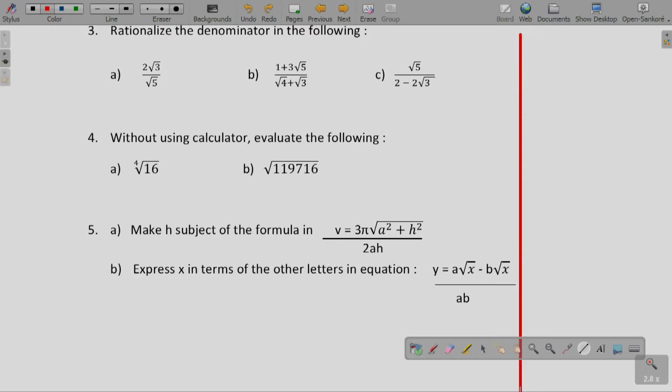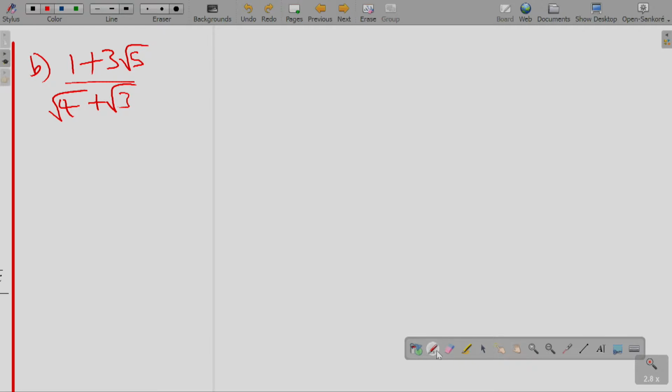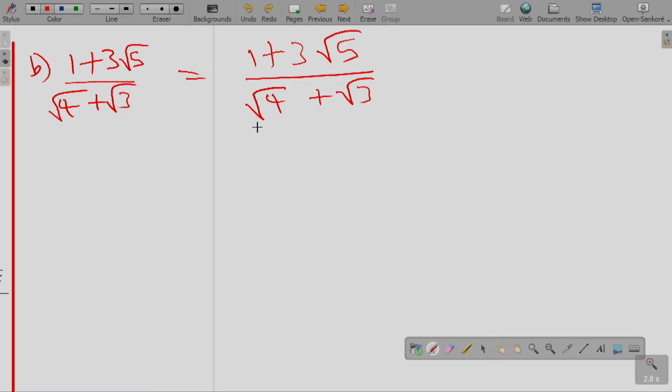Question 3B. We have 1 plus 3 square root of 5 over square root of 4 plus square root of 3. We have to rationalize the denominator. So now we have two terms here.